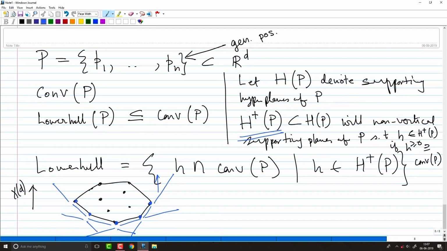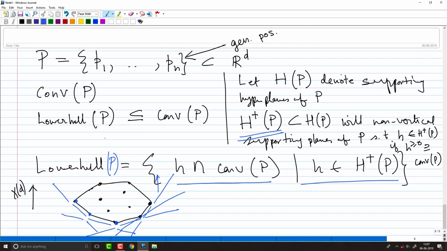Even for edge, this vertices, you can also have it, right? You can have a hyperplane like this, touches at this point. It is supporting, and the positive side of this contains the convex hull. So these are the faces I have included in the lower hull of P. So lower hull of P will be a collection of faces of the convex hull of P which satisfies this property. Okay.